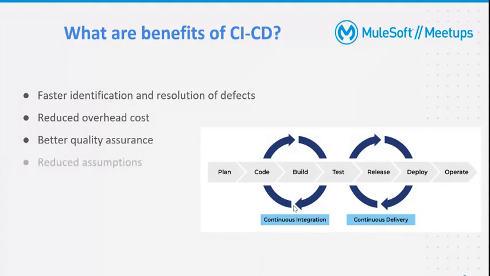So it reduces overhead, gives better quality, which we already discussed, and then reduces assumptions. Generally, if you don't test, we make a lot of assumptions, like my API will be able to handle that much load. But how will you reduce that assumption? If you do real testing, then only will you see whether your API will be able to handle it or not. So those assumptions will be reduced once you do this testing.